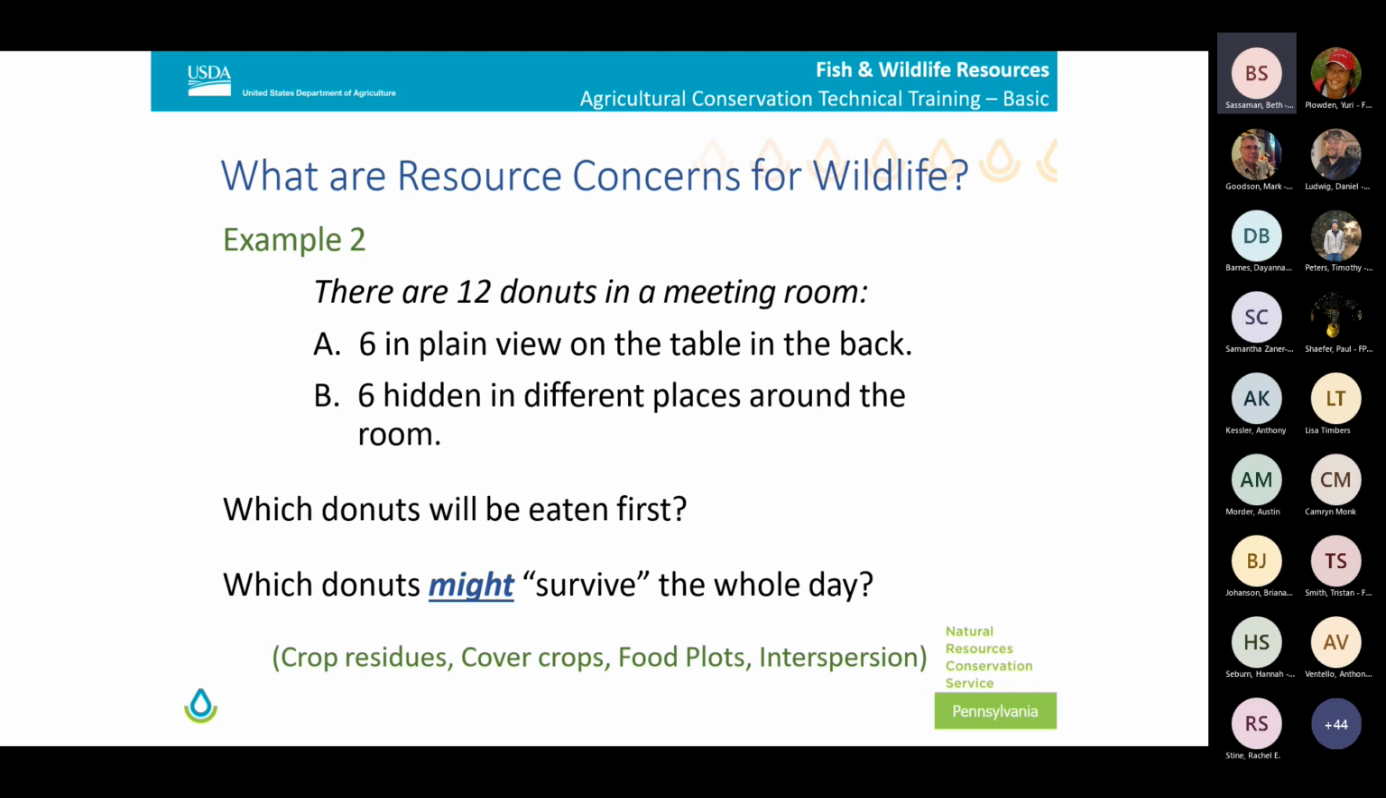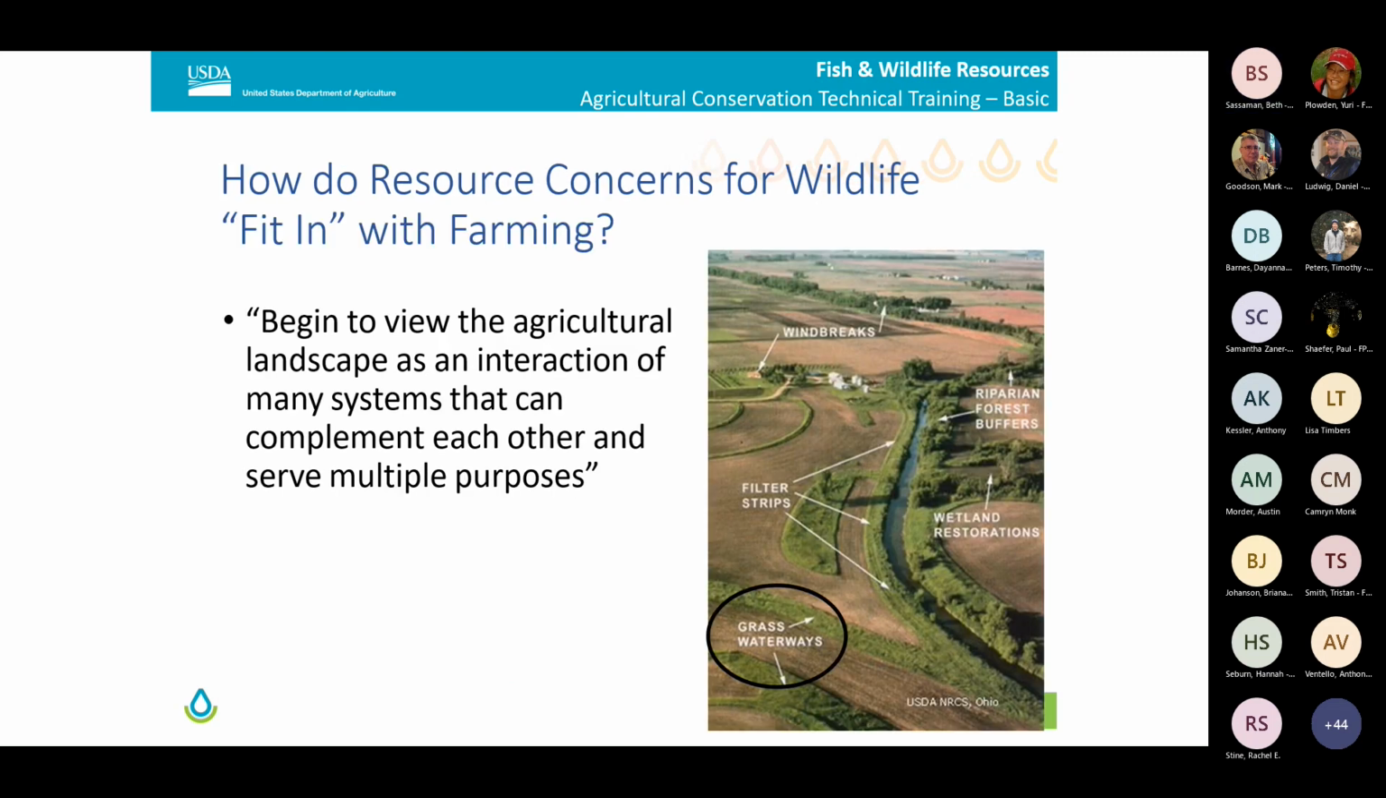And I'm expecting that if people walk into a room and they see donuts on a plate, they're going to eat those as opposed to those that are hidden under the table. So if all the resources are used up early in the season, then they don't have anything to get them through the winter, which is also a problem for wildlife. I mean, we have not had some terribly harsh winters in Pennsylvania lately, but the resources drop, and if the food is all gone, there's nothing to sustain them.